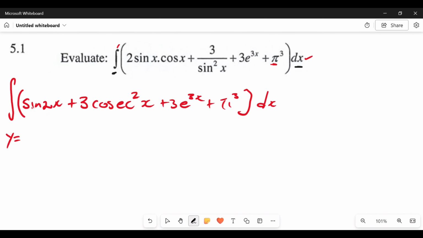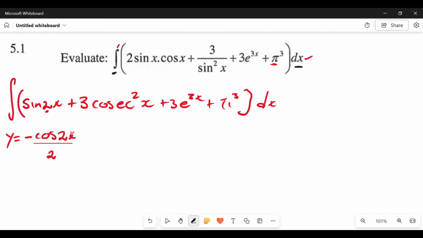Now you need to know the integral of sine 2x. The integral of sine is going to be negative cos, and then we write this 2x there. But when you integrate the trigonometric ratio, you always divide by the coefficient of x, in this case this 2 here. So you must divide it by 2, right?